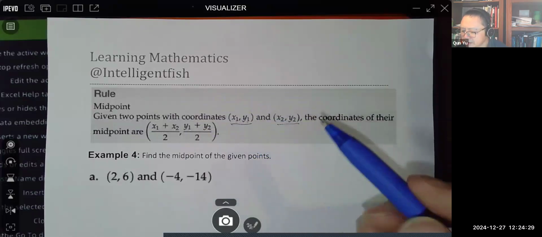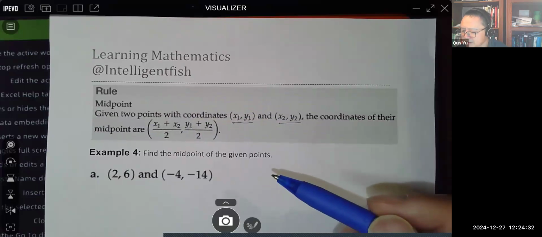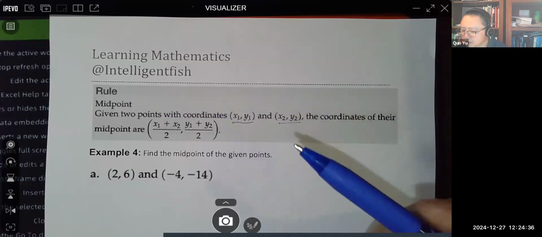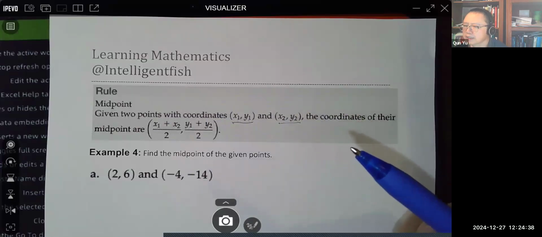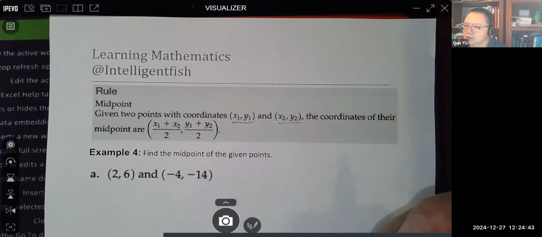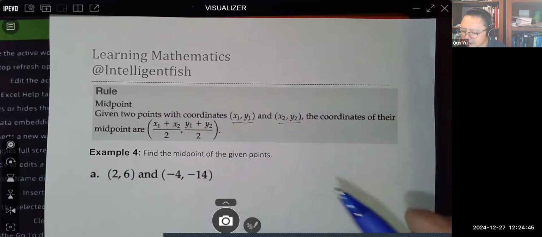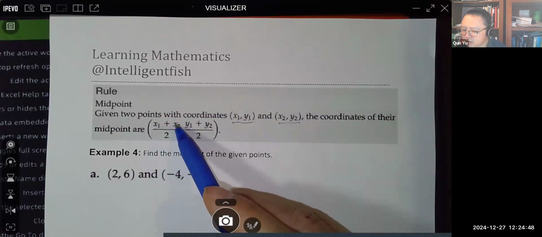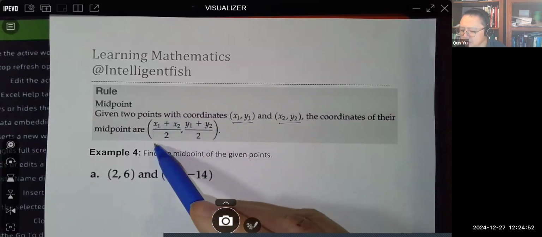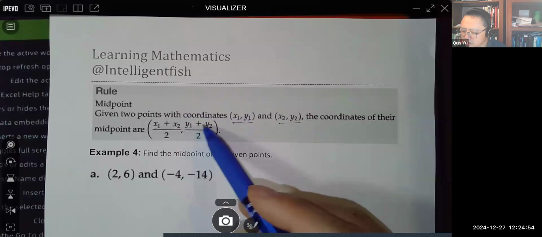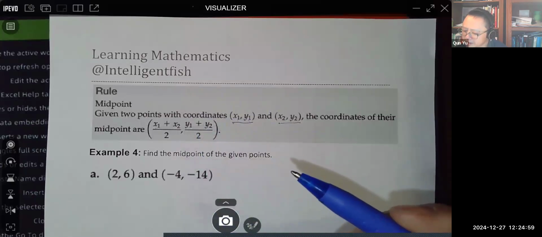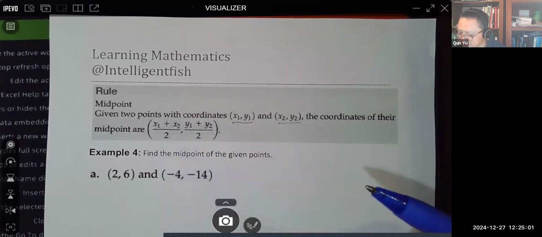We already demonstrated in the previous slides that in order for the point to be the midpoint, both x and y coordinates have to be in the middle, right? That's why we add the 2 x coordinates and divide by 2, so that the x coordinate is in the middle. We add the y coordinates and divide by 2, so that the y coordinate is also in the middle. As a result, this point is a midpoint.